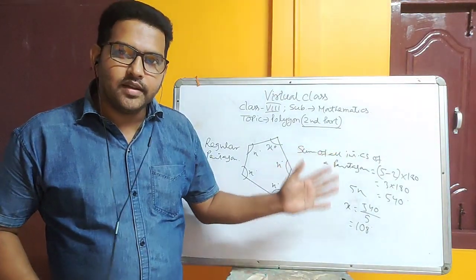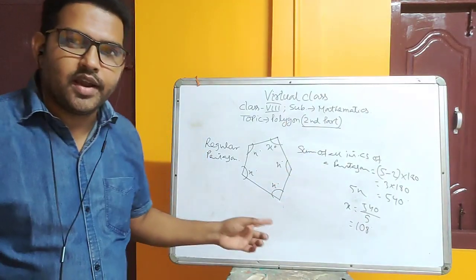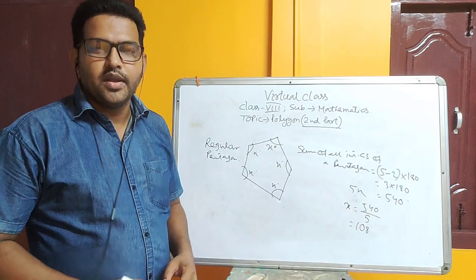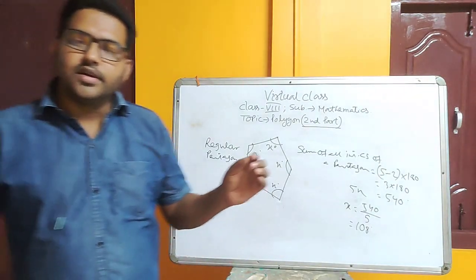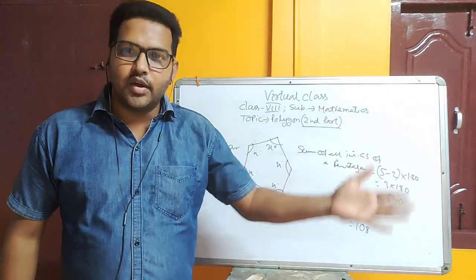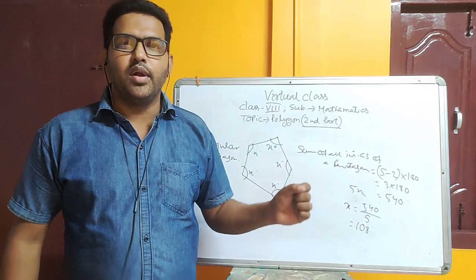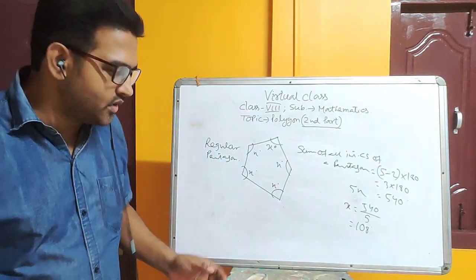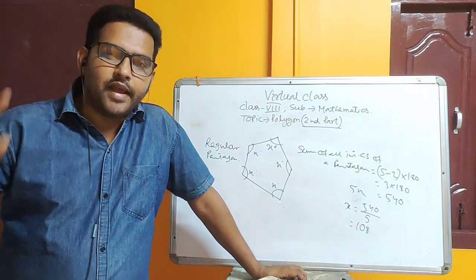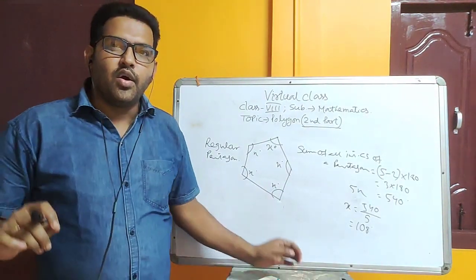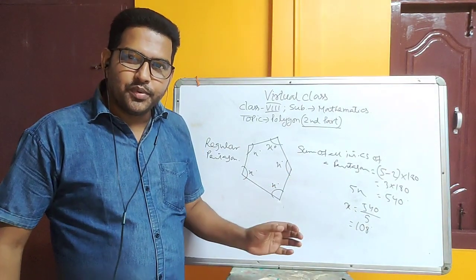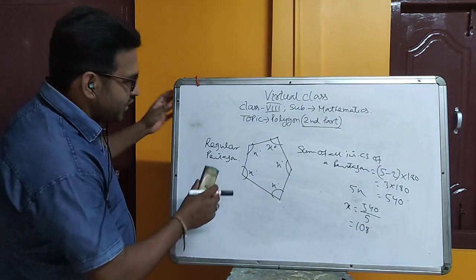How can we find the value of each angle of a regular pentagon? That is the process shown in front of you. Similarly, you can find the measure of each angle of a regular hexagon, regular heptagon, regular octagon, and so on. So, I am giving you a task to find the measure of each interior angle of a regular decagon. Could you be able to do it? Okay, let me show you here.